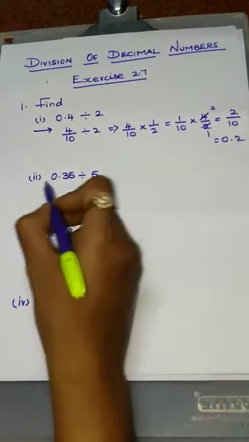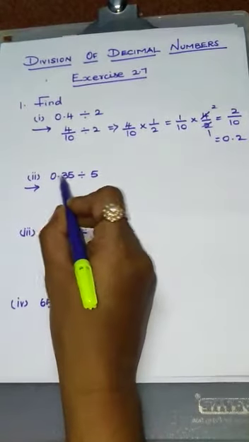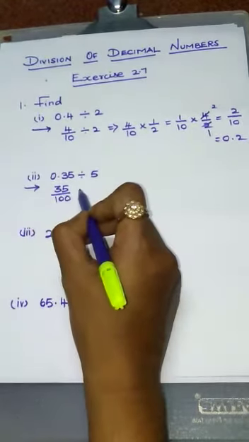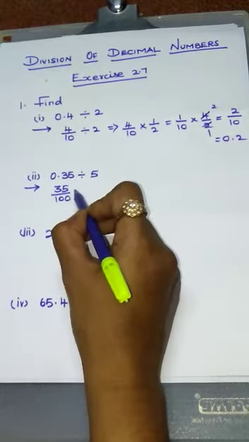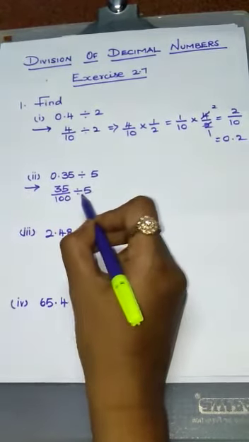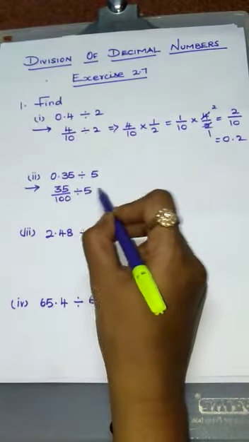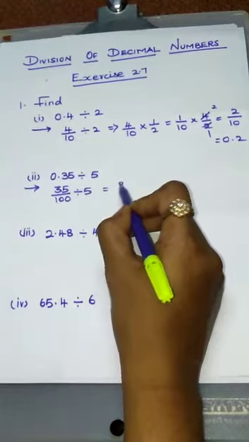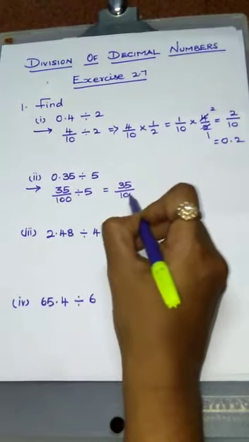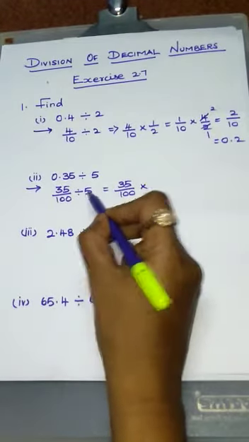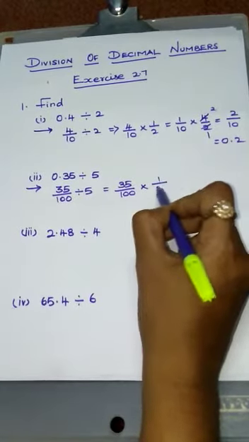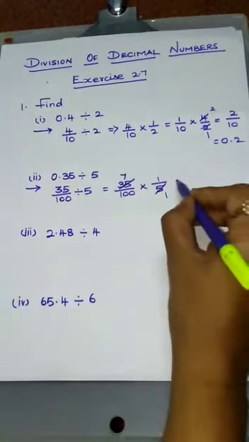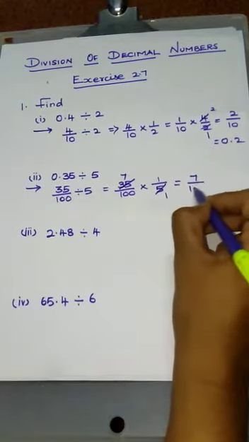Okay. Simply we have to write the value 0.35 as 35 by 100. Our question is 0.35 divided by 5. But we can't divide the values, no. So we multiply the values. So we have to take the reciprocal value of 5. So 35 by 100 into, what is the reciprocal of 5? That is 1 by 5. Now cancel the values. 5 ones are 5, 5 sevens are 35. So the answer is 7 by 100.